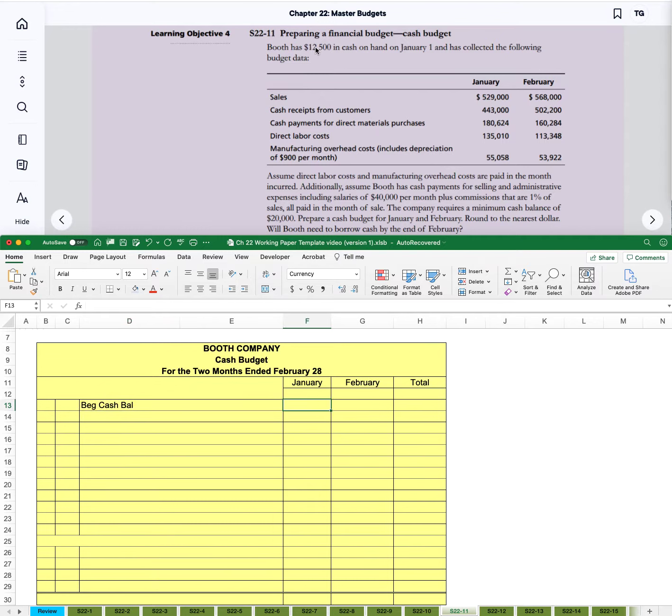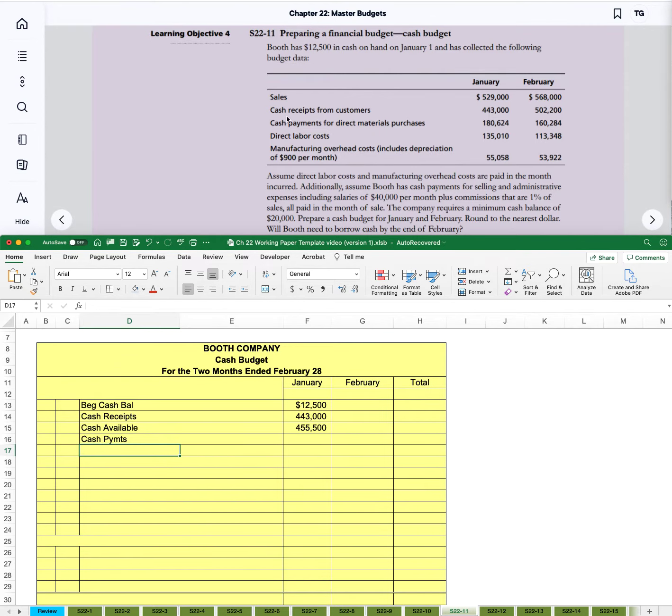which they gave us $12,500. And then we're going to next list cash receipts, which was $443,000. And that's going to give us cash available. And we'll add these two cells together to get $455,500 cash available.